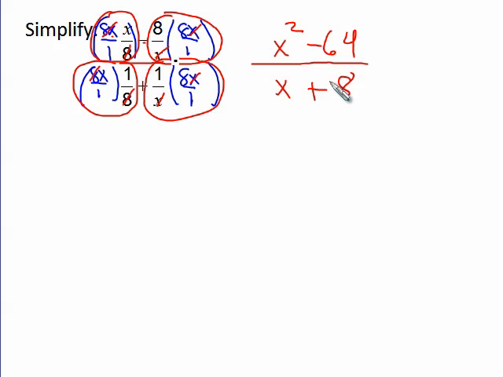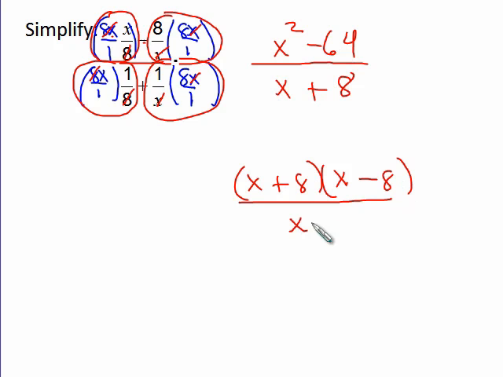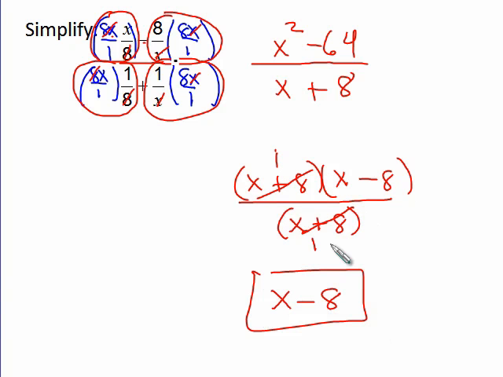So now I have a much simpler problem to deal with. To simplify this, I need to factor the top. The top, or the numerator, factors to be conjugates because it's a difference of squares. So x squared must be x times x, and 64 must be 8 times 8. And then in my denominator, I have an x plus 8. Now this is really times 1 here, so I can cancel these x plus 8s. They become 1, leaving me with a final simplified version of just x minus 8.